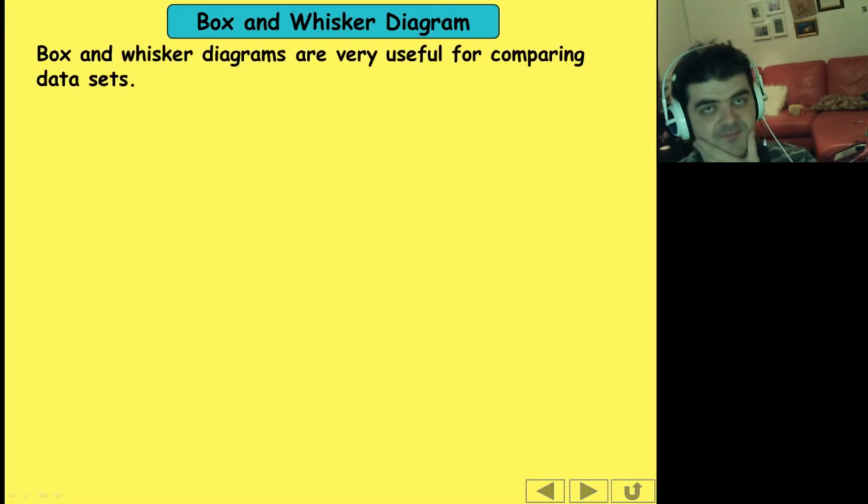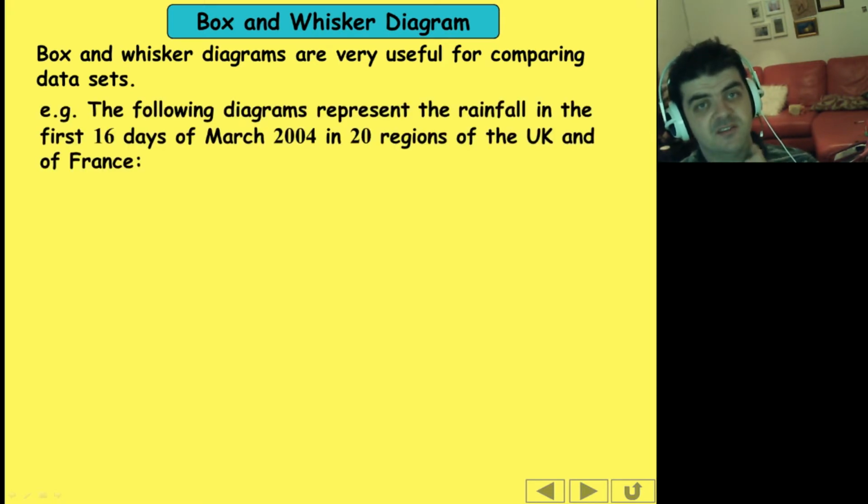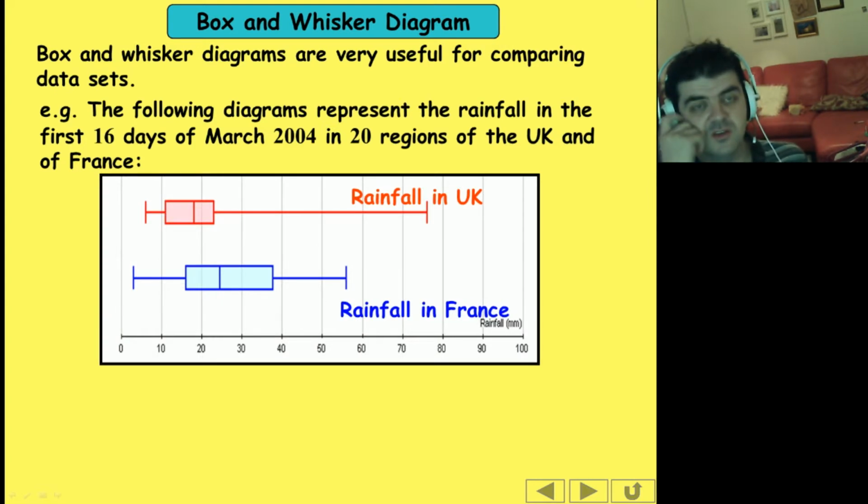Okay, so what do we do when we're comparing box and whisker diagrams? Box and whisker diagrams are very good for comparing data sets. The following diagrams represent the rainfall in the first 16 days of March 2004 in 20 regions of the UK and of France. So there's your rainfall in the UK, and your rainfall in France.